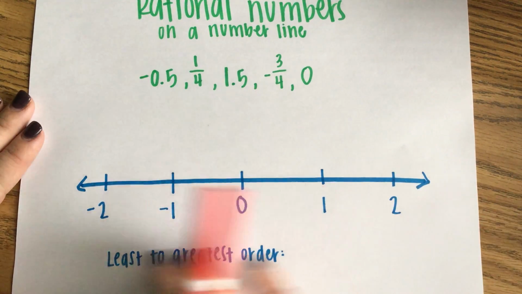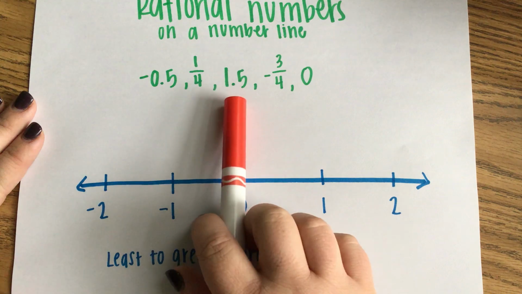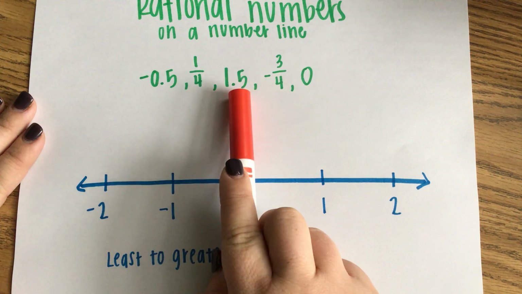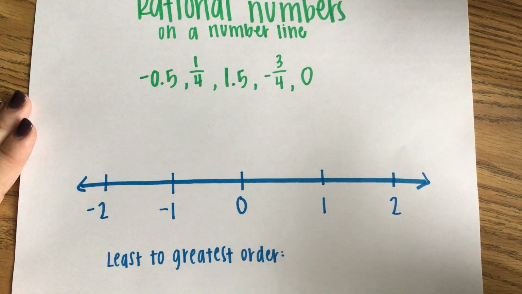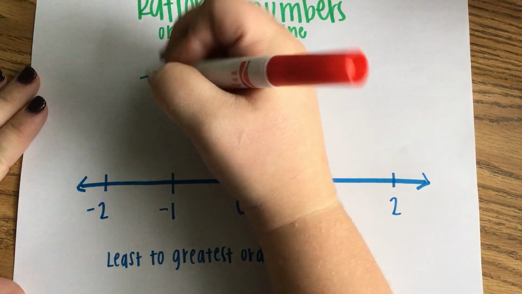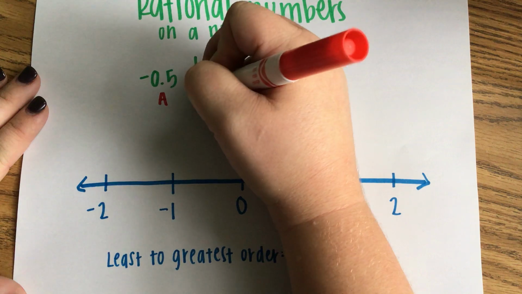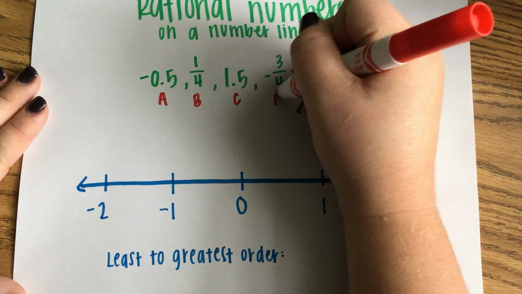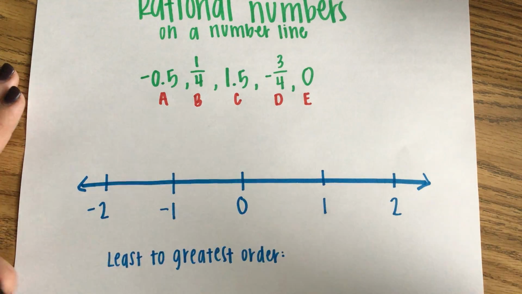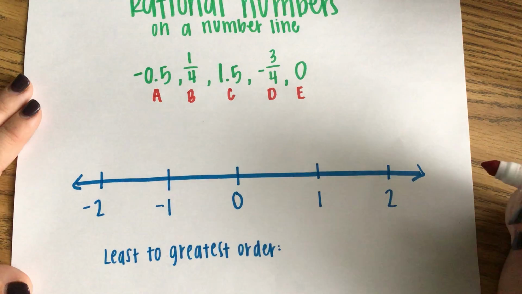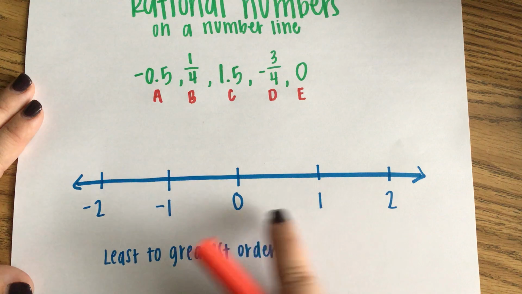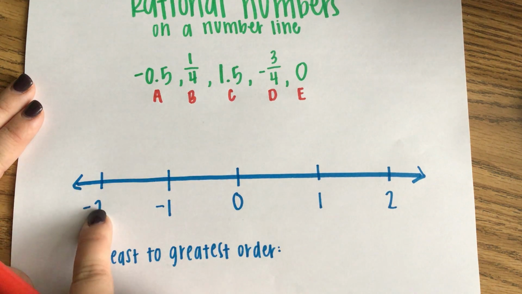So I've already started my number line here, and we're just going to work with this set of numbers: negative 0.5, 1/4, 1.5, negative 3/4, and 0. To make it easier on me, I label these A, B, C, D, and E, so that when I place them, I know where to place them. So I have a nice number line here. I have my 0, and all my positive numbers are to the right. All my negative numbers are to the left.